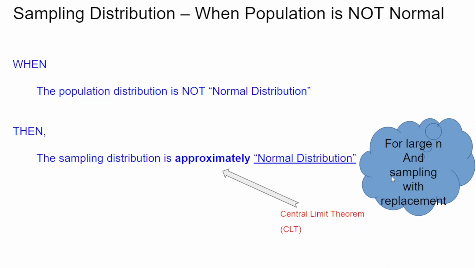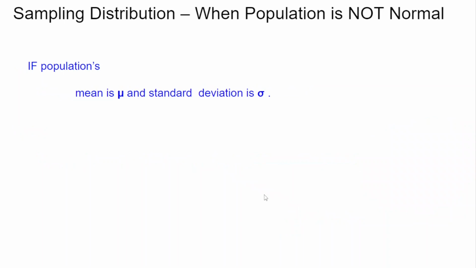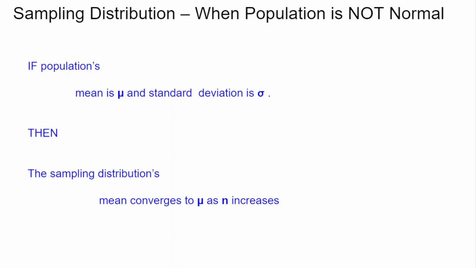All right. So that's an important definition or observation that the central limit theorem brings in. So what does this mean? If my population's mean is mu and standard deviation is sigma, it means my sampling distribution's mean is going to converge to mu as n increases.